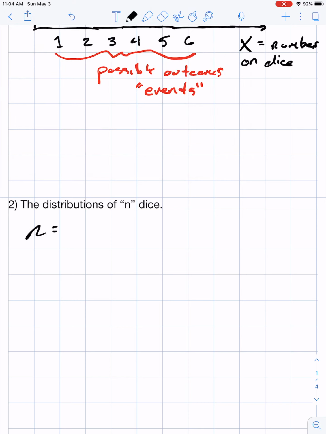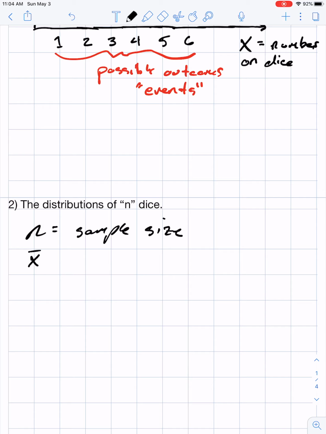N is going to be the sample size. So if I roll two dice, then the sample size is 2. If I roll 5, the sample size is 5, and so on. So we can think about how these different distributions are going to work.